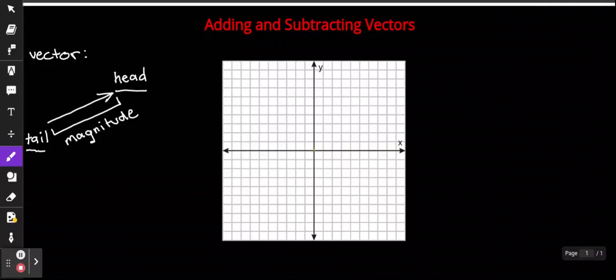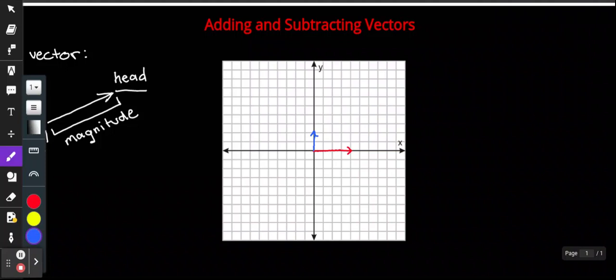So now what if we wanted to subtract vectors using end-to-end? Let's say I have two vectors again. This one is 4 units to the right, and this one is 2 units up. Let's say I wanted to do red vector minus blue vector.